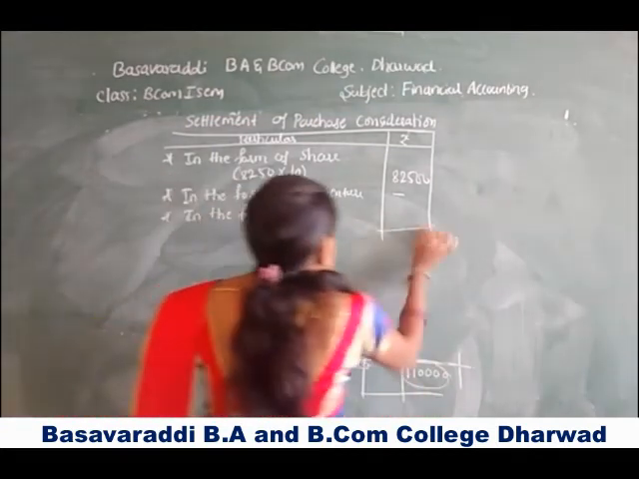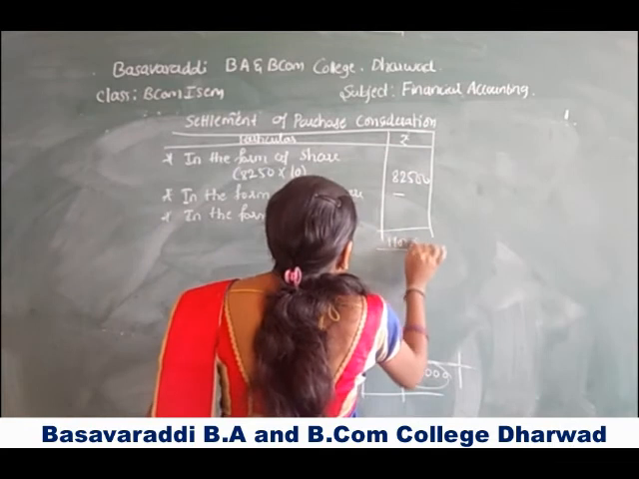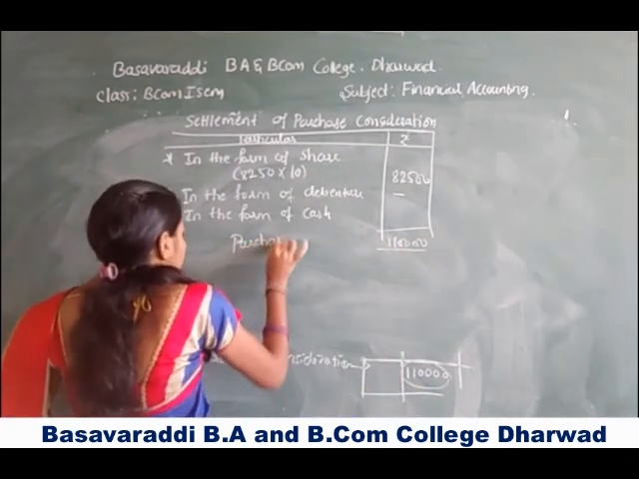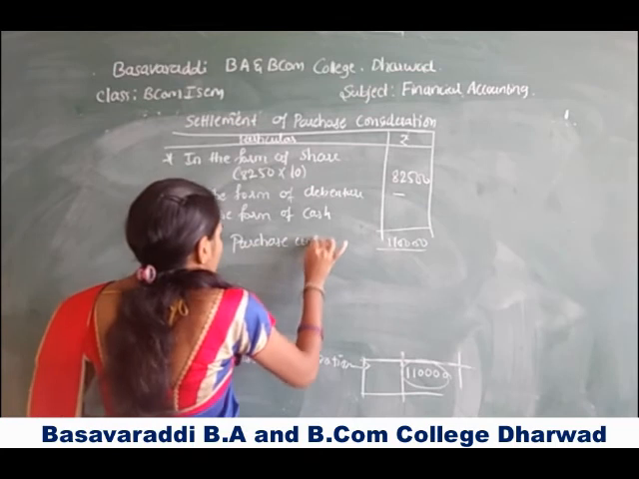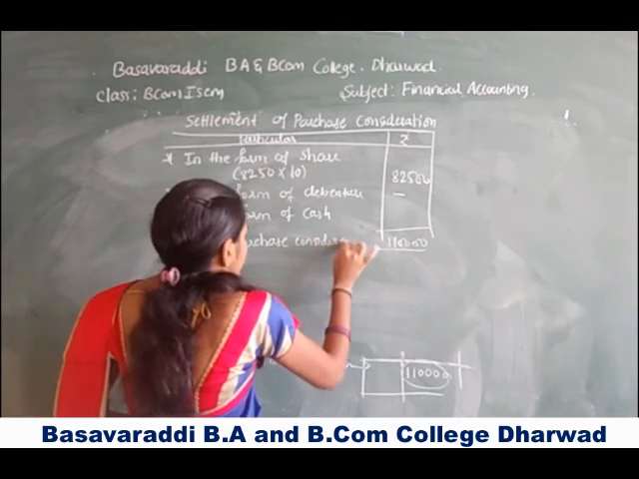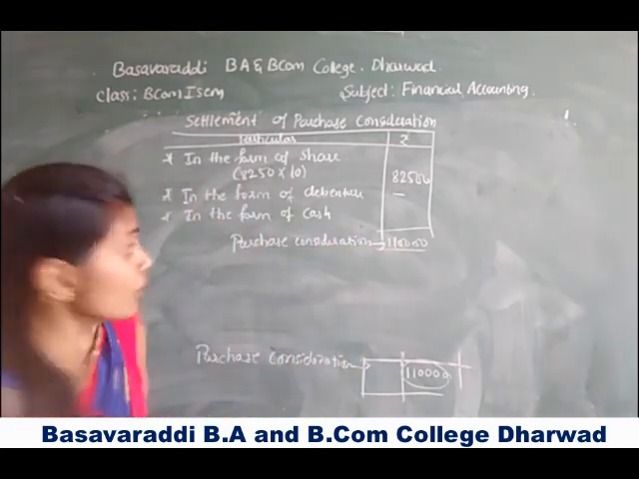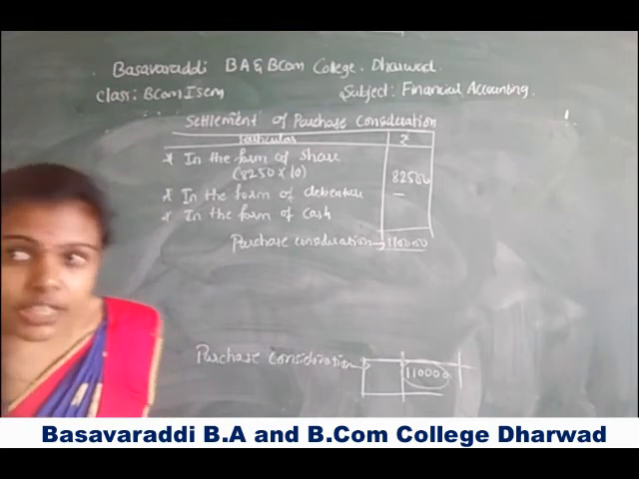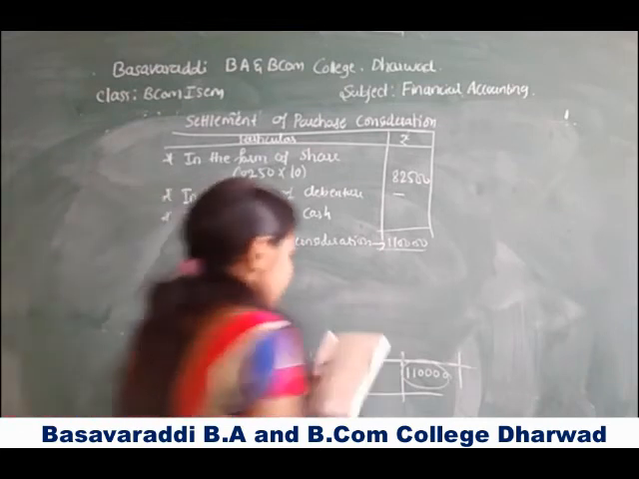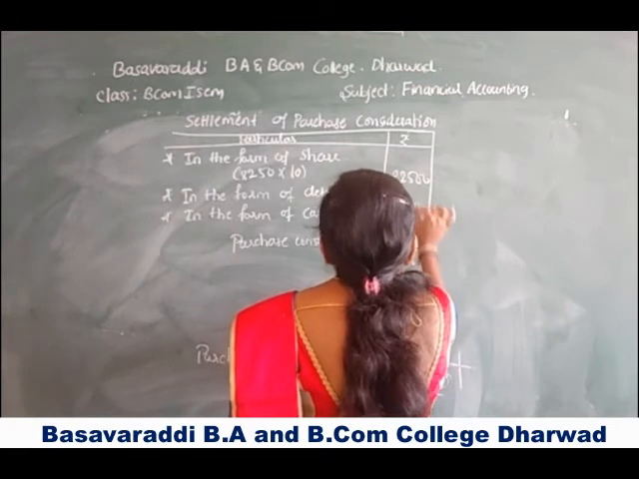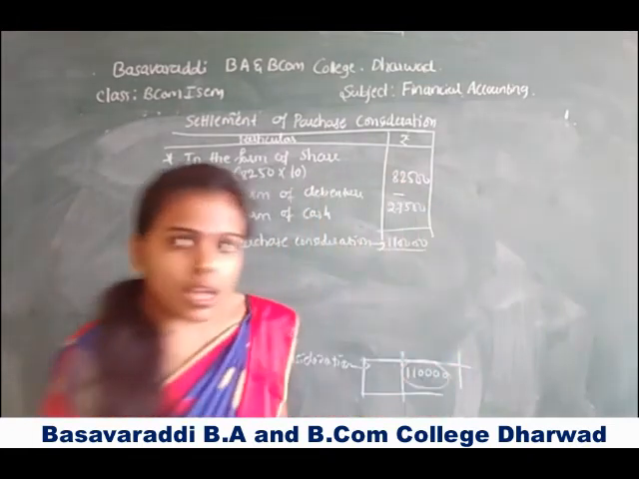Purchase consideration amount 1,10,000. Now the difference amount, 1,10,000 minus 82,500 is equal to 27,500. We have to transfer it to the cash account.